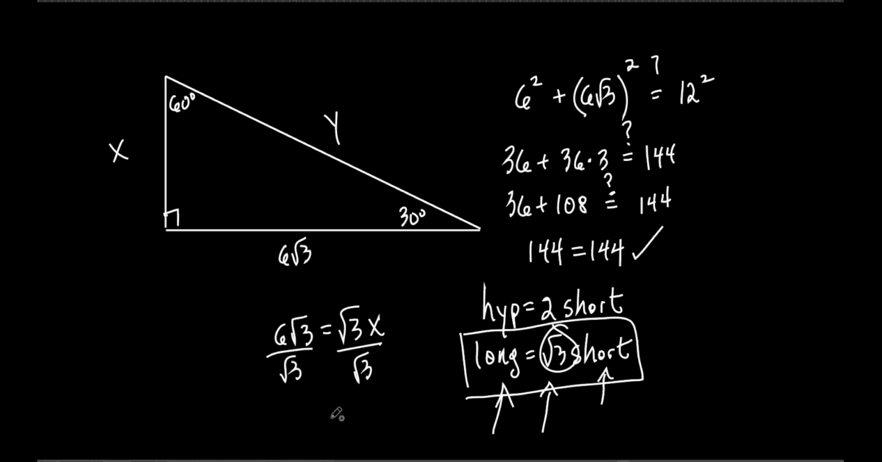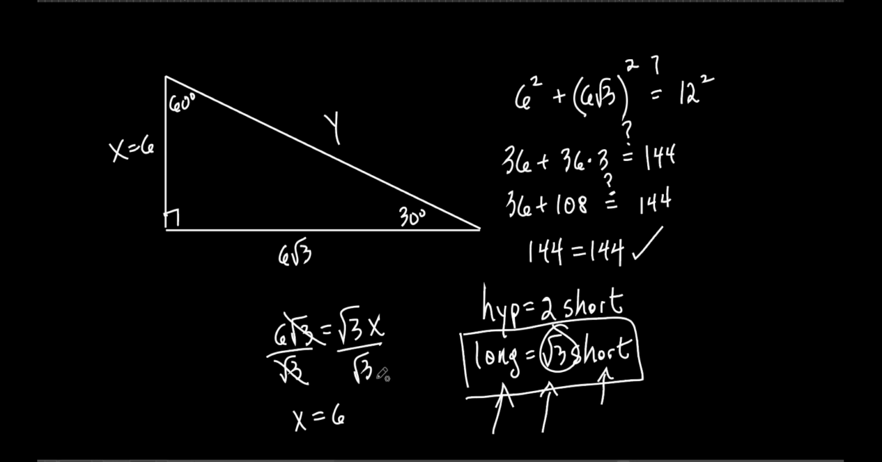Very good. Now what happens? Very easy math. What happens? Cancel each other out. That's right. Square root of 3 cancels out with that square root of 3. And what are we left with? X equals 6.